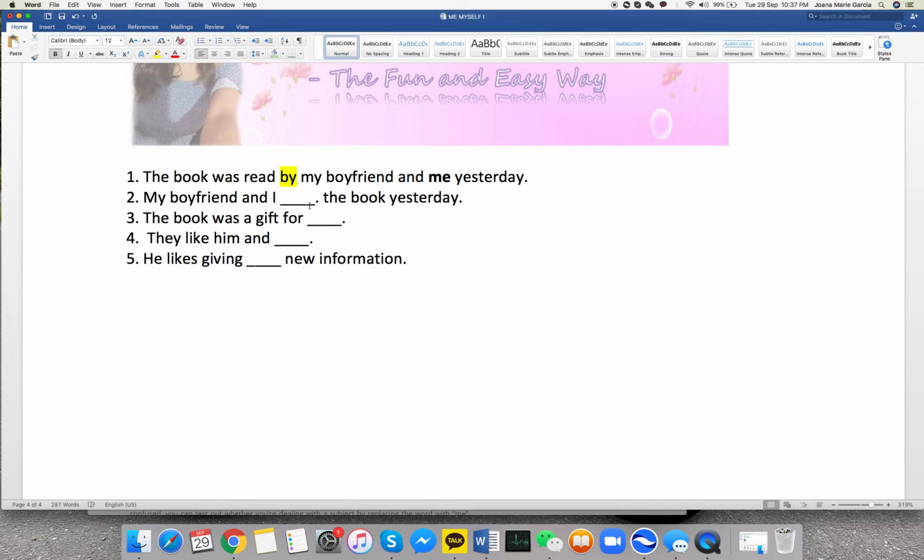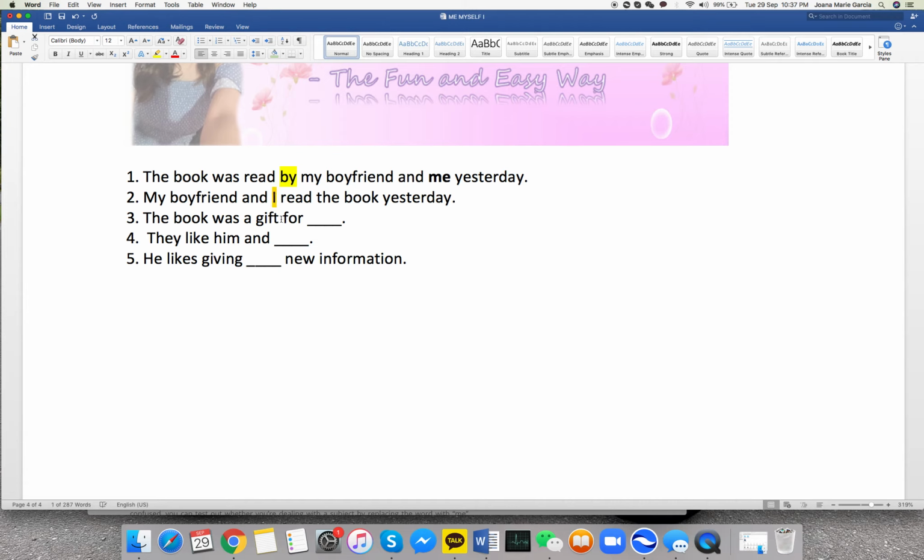Right now, for this case, my boyfriend and blank read the book yesterday. I already gave the answer actually. So it's "I" because it's the subject of our sentence. That's why we need to use "I." Boyfriend and I are the compound subjects.